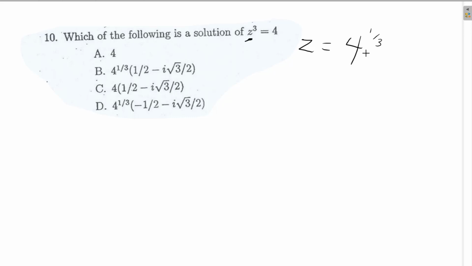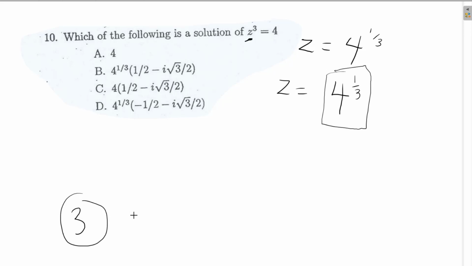We know that z, for starters, is equal to 4 raised to the power 1 over 3. So in essence, our complex number has a magnitude of 4 raised to the power 1 over 3. When you have any real number, say 3, it is a complex number whose argument is 0 degrees. So we are looking for a complex number whose magnitude is 4 raised to the power 1 over 3 and whose argument is 0 degrees.